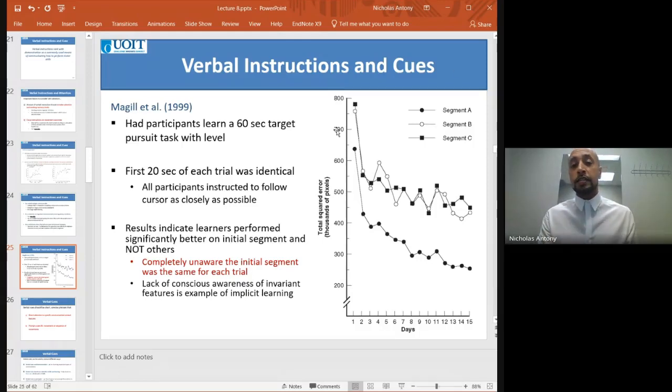Because the following two 20-second segments were different, their performance there was less, because it was a brand new pursuit task each time. The participants weren't aware that the initial segment was the same for each trial, even though they did significantly better in the first 20 seconds because they kept practicing the same one. They knew which way it was going to go. So it just shows that you can be learning and unaware that you're learning. Kind of a convoluted way to show that, but that was something this study showed. That's why I brought it up.